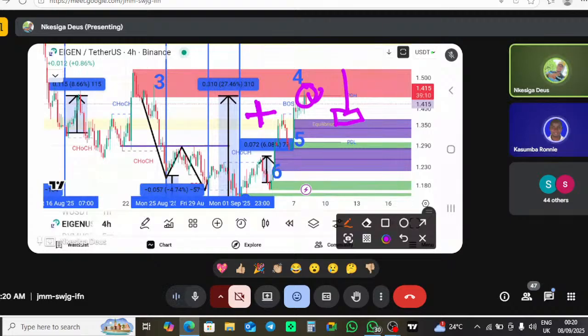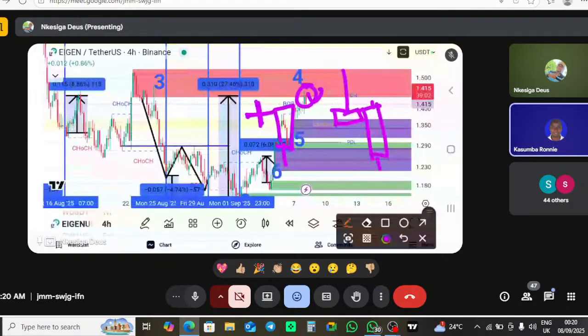Then immediately after confirming that rejection, wait for the next candle, which is red and very big. That is enough for you to enter the short market.